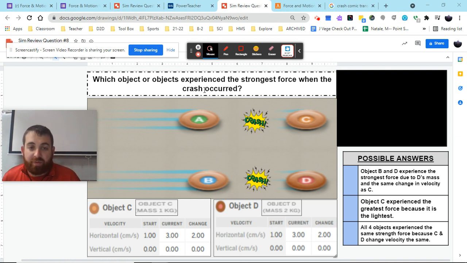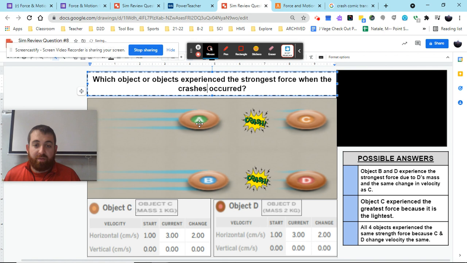So we have two objects here. We have object A and C at the very top experienced a crash, and then object B and D experienced a crash. And we have some information about C and D down here that will help us figure out which object or objects experienced the strongest force when the crashes occurred. So let's go ahead and take a look.